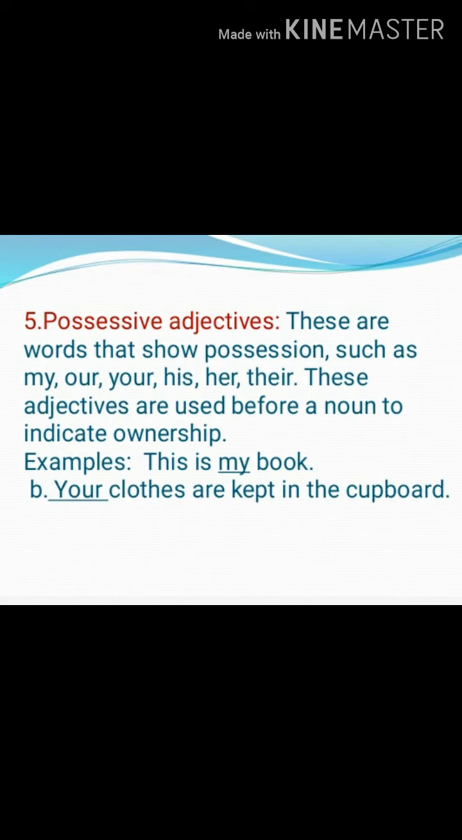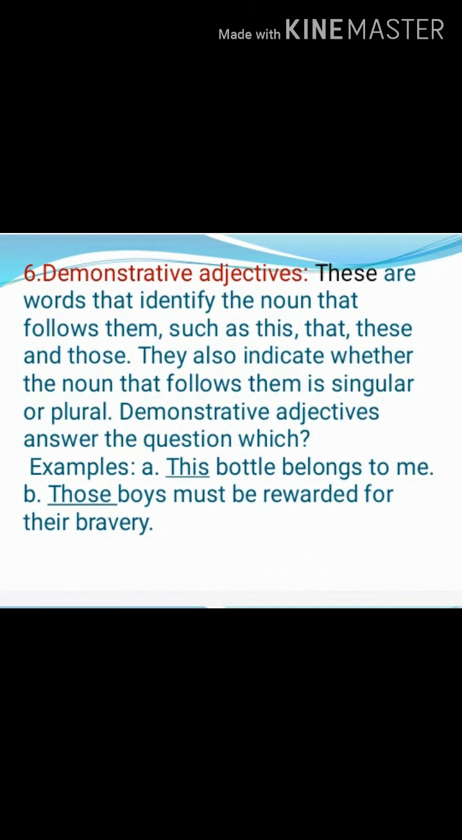Now next comes the possessive adjectives. These are the words that show possession when used with a noun or a pronoun, such as my, our, your, his, her, their. These adjectives are used before a noun to indicate ownership. Means they show possession. For example, this is my book. Your clothes are kept in the cupboard. Here the words my and your, these both words show possession.